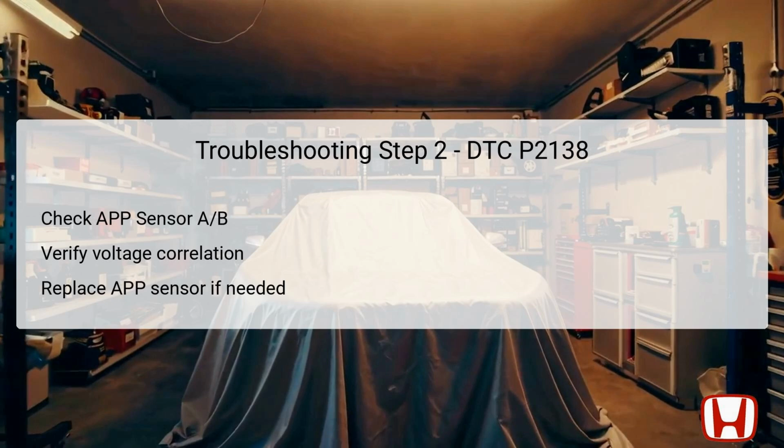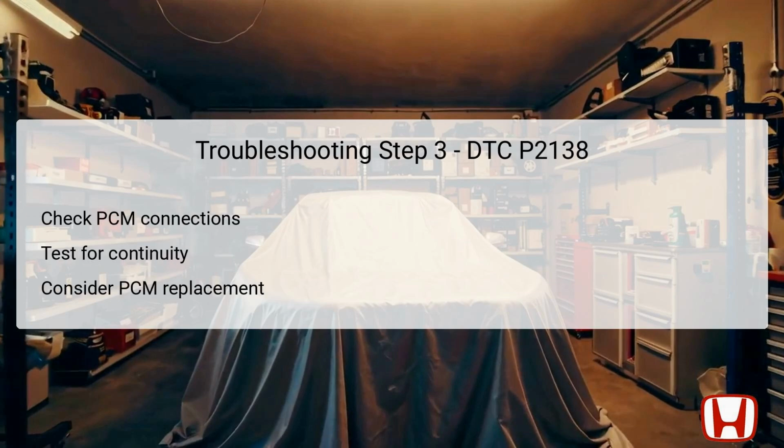or PCM-related issues. Step 3 focuses on checking the PCM, a key component responsible for managing engine functions based on data received from various sensors, including the APP sensors. Start by turning the vehicle to the off lock mode and using the HDS to jump the service check signal (SCS) line, allowing the technician to reset the PCM's fault memory.